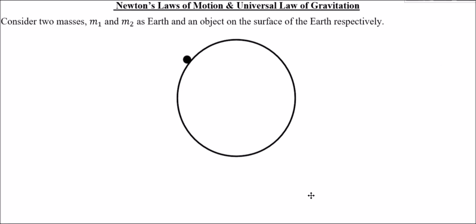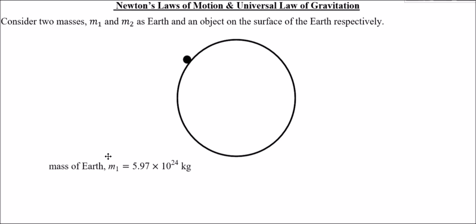So let's consider two masses, M1 and M2, as Earth and an object, respectively, on the surface of the Earth. It's not drawn to scale. If that was drawn to scale and this is the Earth, that would be, I don't know, 10, 100 times taller than Everest. So that is not to scale, that's just showing you what it is. It's not a speck, not just one pixel on the screen, which is hard to see.